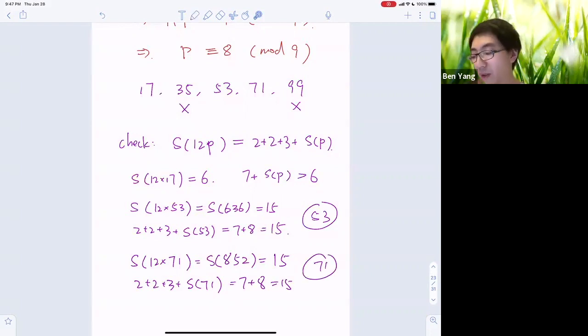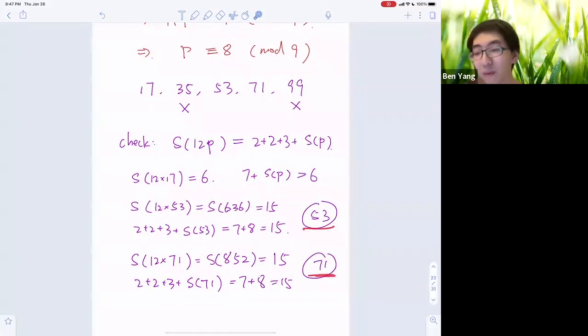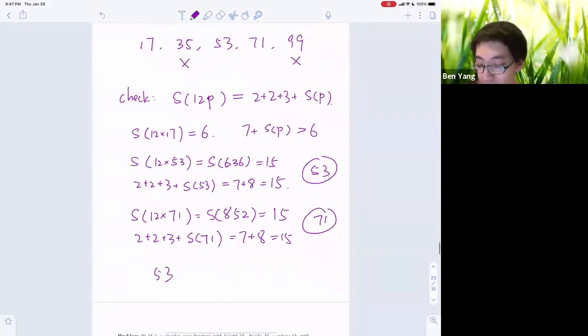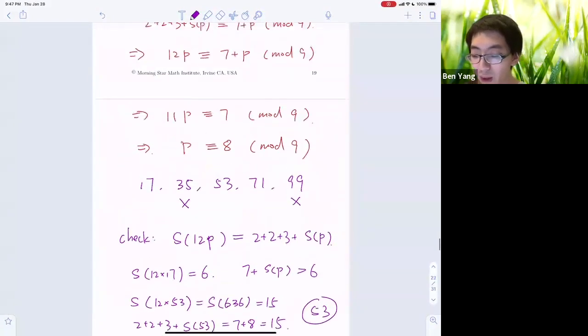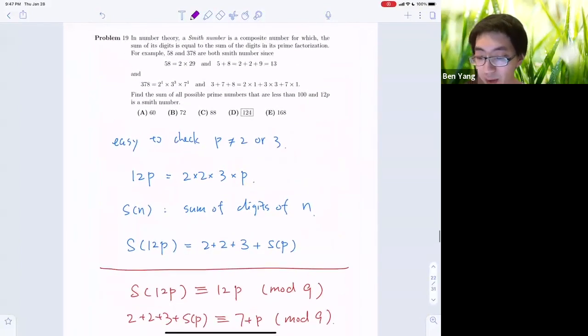So we found two numbers, 53 and 71, both of which work. And we need to take the sum. So 53 plus 71 is 124. Cool, so the answer is D.